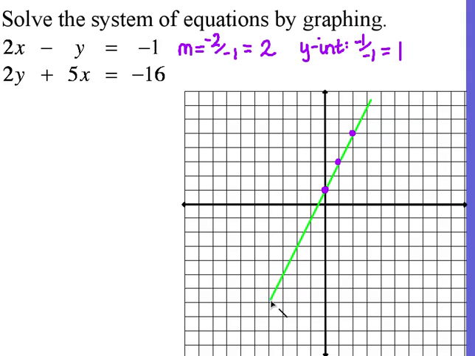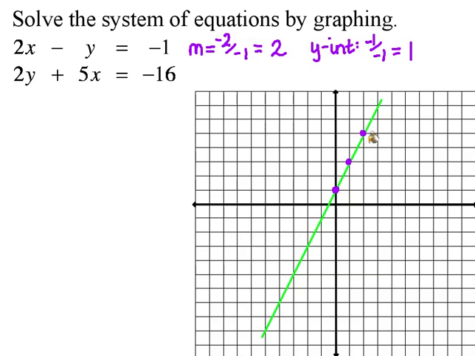Okay. Yeah, I don't know why we used bright green. We'll get rid of that. We'll put purple back on. Okay, so there you go.